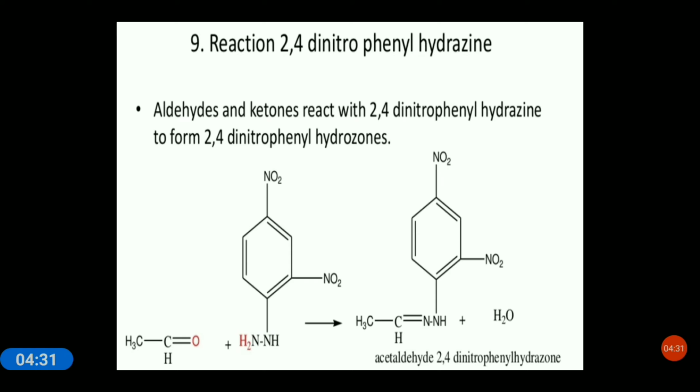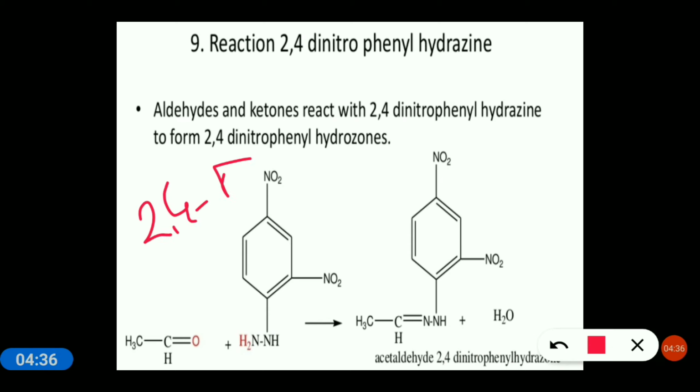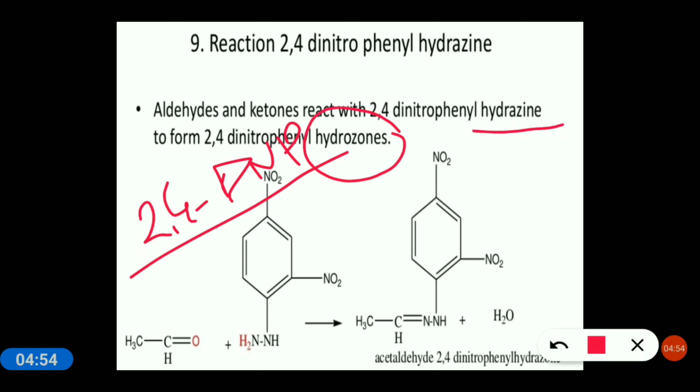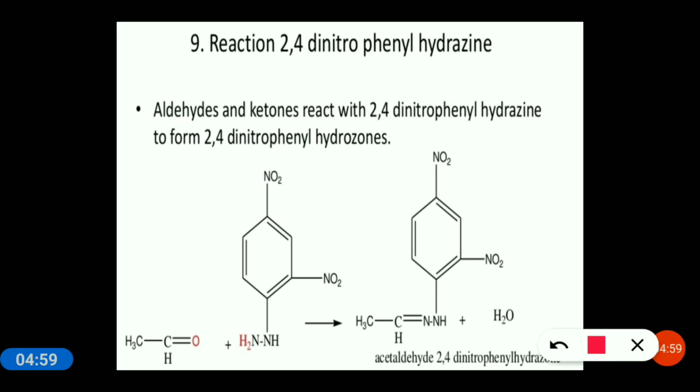2,4-dinitrophenylhydrazine is also known as 2,4-DNP. We call it in short 2,4-DNP. So when aldehydes and ketones react with 2,4-DNP, hydrazine converts to hydrazone. There is also removal of H2O, and you will get the 2,4-dinitrophenylhydrazone.